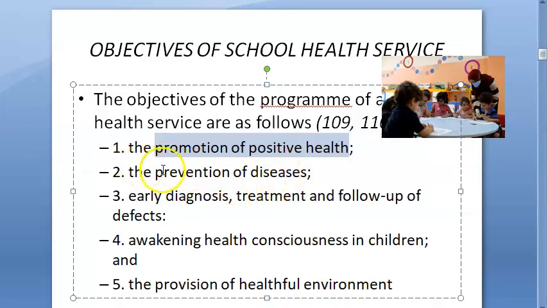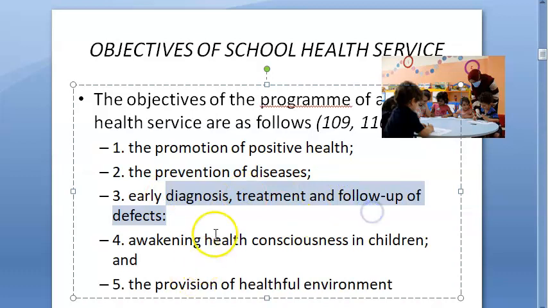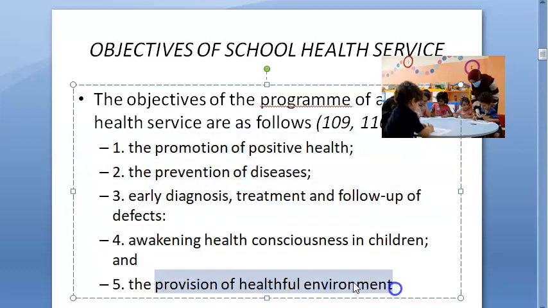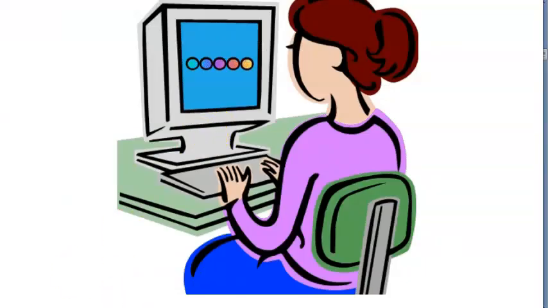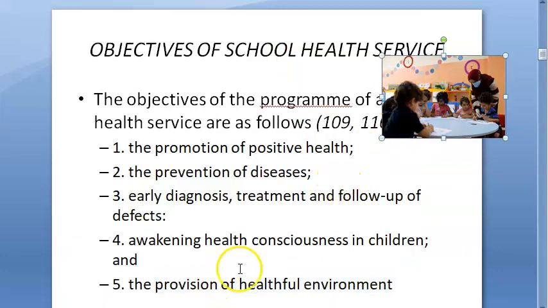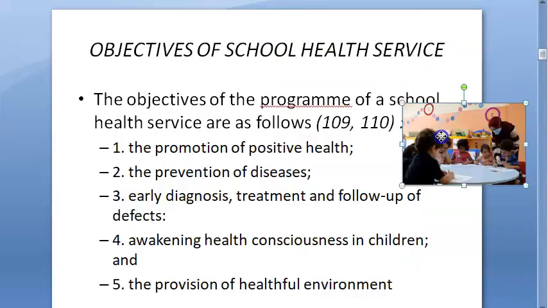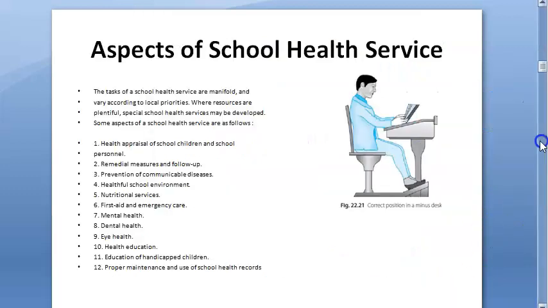Health education is primordial prevention. Prevention of disease is primary prevention. Early diagnosis, treatment, follow-up, that is secondary prevention. Awakening health consciousness in children is kind of primordial. Provision for a healthy environment: if you keep the environment healthy, that is also a kind of primordial and even primary prevention. They should wash their hands before lunch, after lunch, before eating, before their snack breaks. Then they can bring healthy snacks, or the school itself can provide healthy snacks. What do you think, guys?